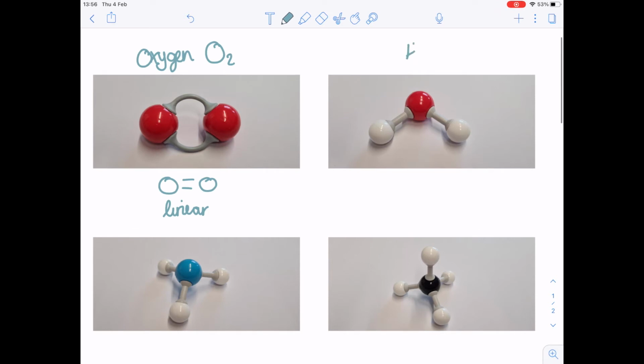Here we have water, which is H2O, just as we did before, and it draws this angular shape where we have the oxygen and the hydrogens sticking out at the side, and that is called angular.